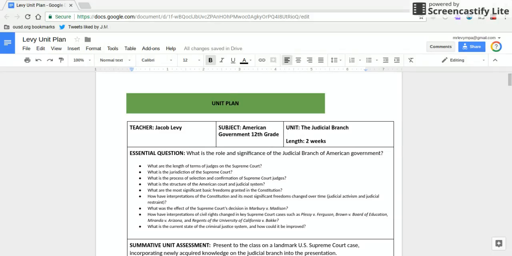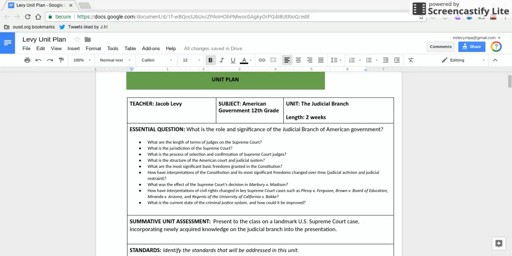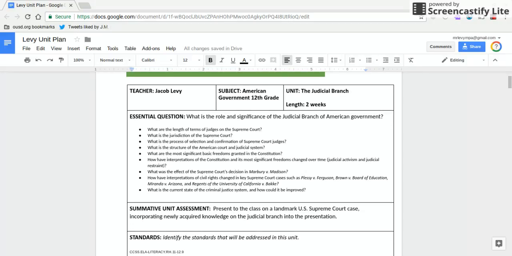So this is a unit about the judicial branch of American government for 12th graders that I have taught before and kind of refined, and I'm really excited to share. The essential question of the unit is, what is the role and significance of the judicial branch of American government? And when you look at the content and smaller essential questions throughout the unit, you'll see that they kind of fall into three categories.